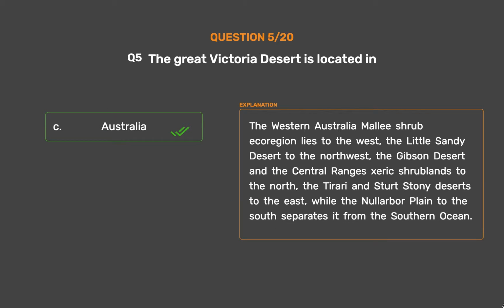Australia. The Western Australia Mallee shrub ecoregion lies to the west, the Little Sandy Desert to the northwest, the Gibson Desert and the Central Ranges xeric shrublands to the north, the Tirari and Sturt Stony Deserts to the east, while the Nullarbor Plain to the south separates it from the Southern Ocean.